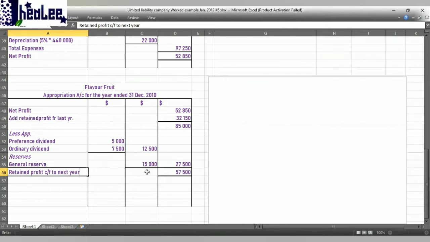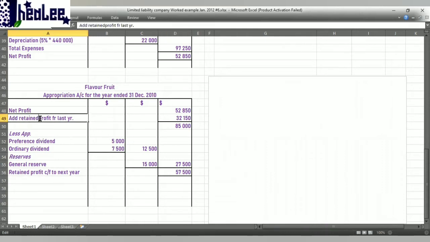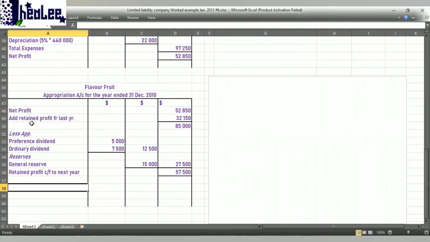So it's similar to when you're doing the sole trader and you would take over the net profit to the balance sheet. We have appropriated the net profit, and what is left, we take that over to the balance sheet as well. So this is a typical example of an appropriation account. And what is missing from this question is the corporation tax. If there's corporation tax, remember, you will subtract that from your net profit.